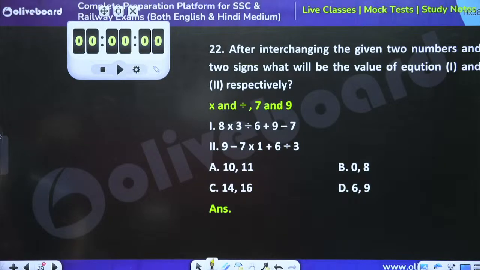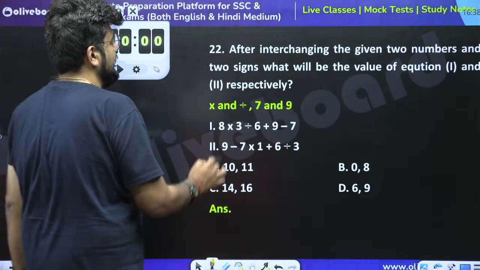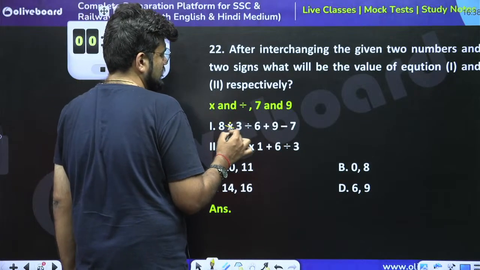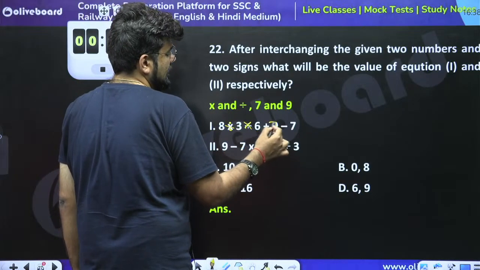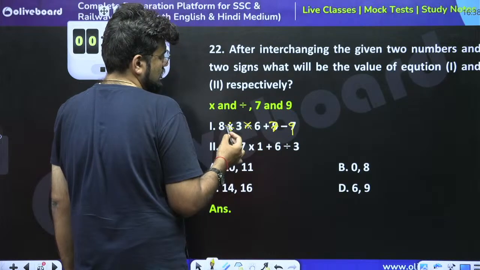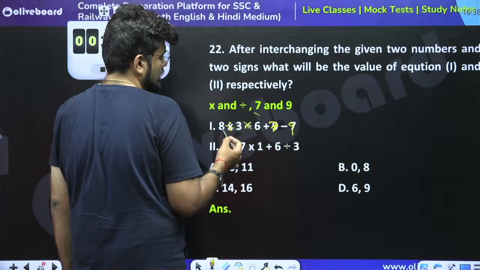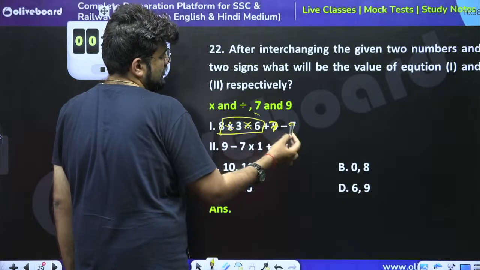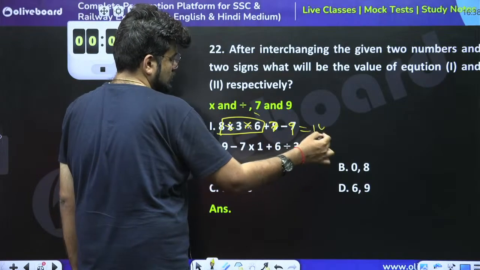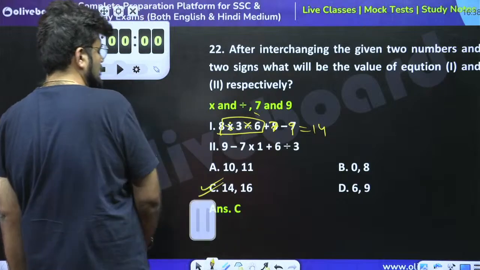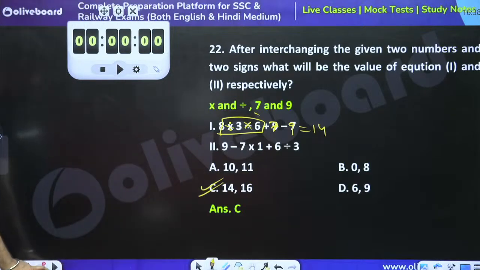(16 plus 7 minus 9), that is 14. First is 14, option C is the right answer. Right? If we exchange into and divide here, and we exchange 7 and 9 here, so this is 8 divided by 3 into 6, this gets cancelled to 2, 2 into 8 is 16, 16 plus 7 minus 9 is 14. So if the first one is 14, we have only option C as the correct possibility. Next.